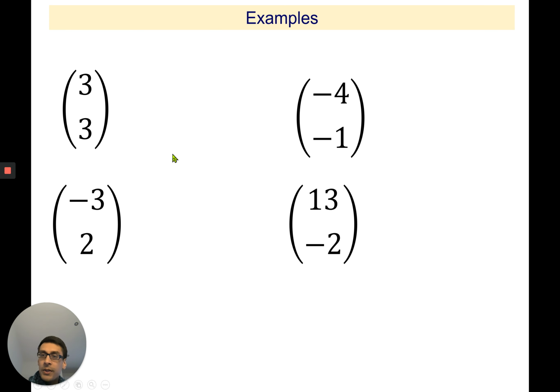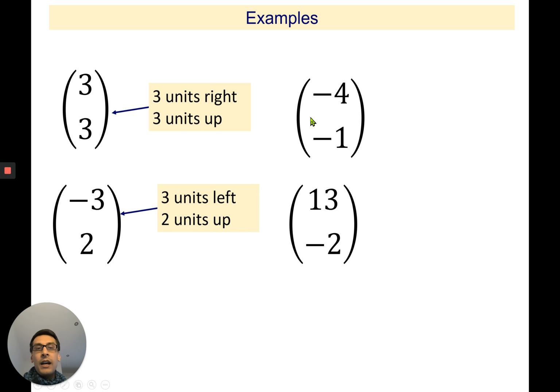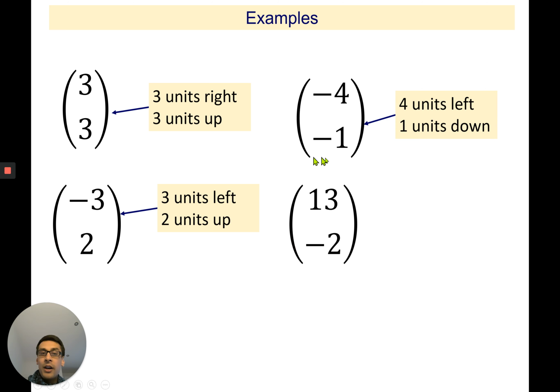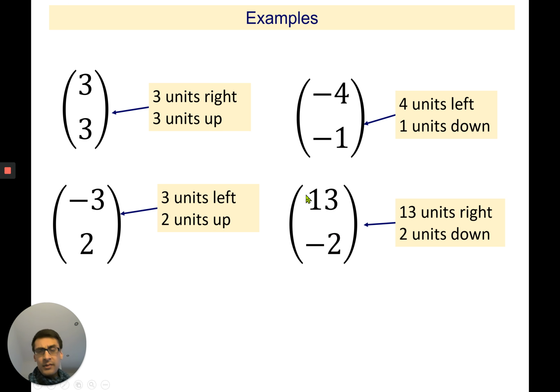Just as a couple of examples, the top number represents the x movement here. If it's positive, it's what you would think it is. Positive is going to be moving to the right, and the 3 on the bottom means it's moving 3 units up, so right and up. This one here, -3 means it's going to move 3 units to the left, and this 2 is 2 units up. Then -4, -1, so that's the x value on the top: 4 units to the left and 1 unit down. And then finally here, 13 units to the right and 2 units down. We'll come across this later on, and you might see this in the worksheets as well.